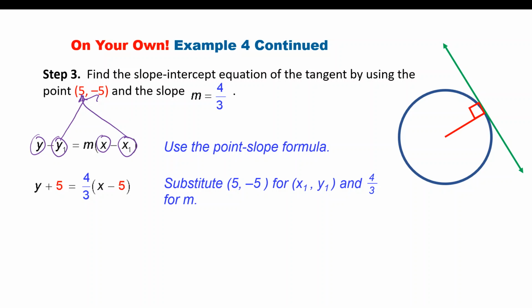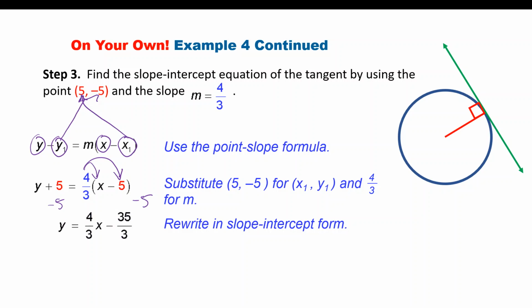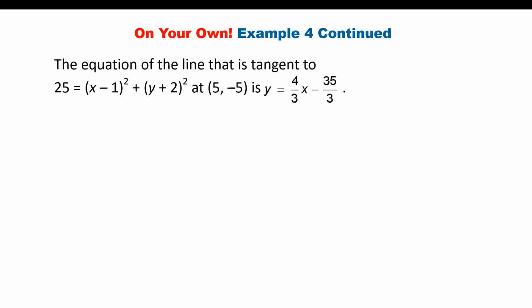And now we just need to make sure we go through and distribute these two pieces. And then we're going to subtract 5 from both sides. And when we do all of that, we end up writing it in slope-intercept form because we solved for y. And here is your final answer. So I hope you were able to find that just fine. All right, the equation of the line that is tangent is right here. We just found that.